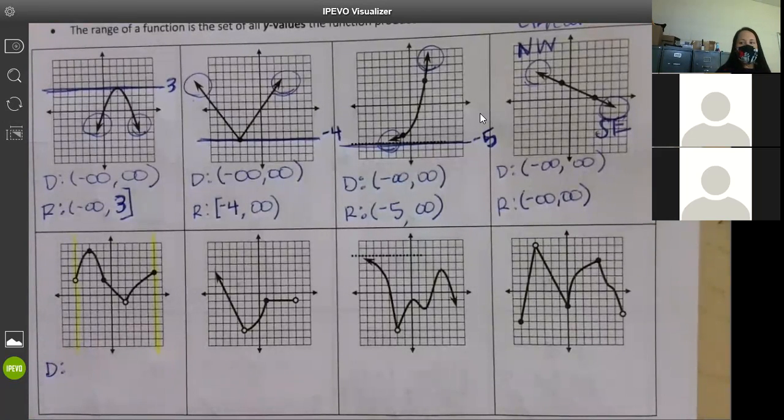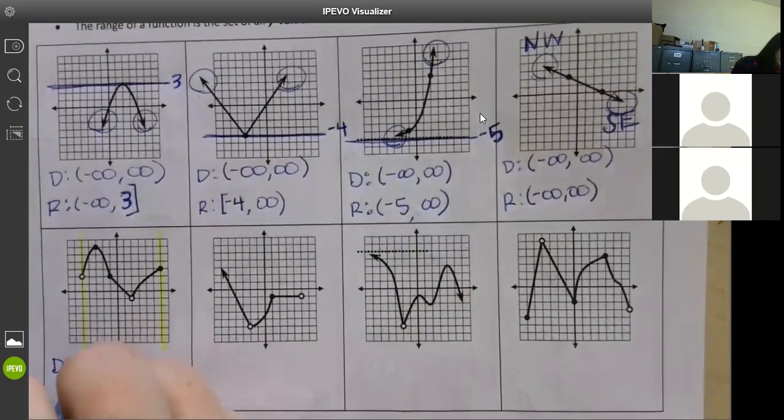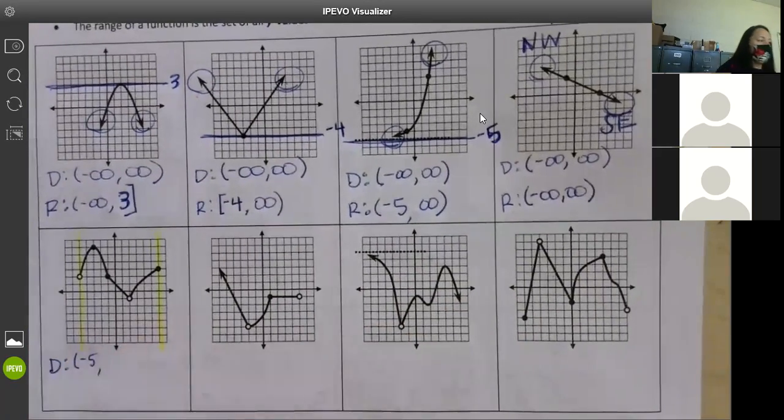What is the leftmost that it goes? What's the leftmost point? So that vertical line is at -5. Is that an open circle or a closed circle? That means it is not included. How do we write not included? Parenthesis. So parenthesis, -5.